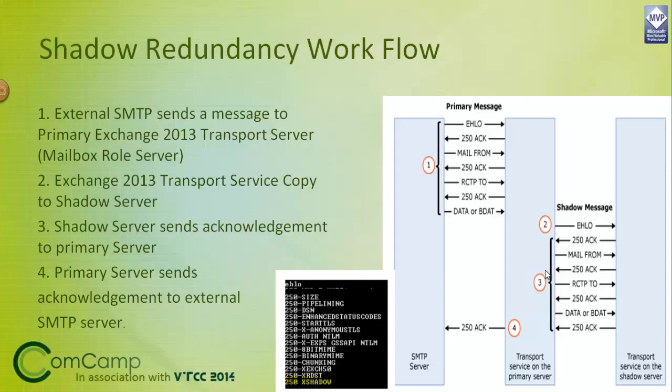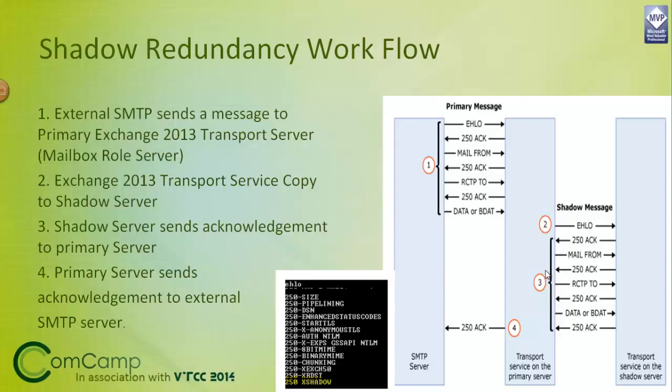The first thing is the external email sends a message to the primary 2013 transport server. In this case, we are talking about the mailbox role server, because shadow redundancy and safety net work on the mailbox server on the transport service. So here we go. First, the external SMTP sends a message to the primary Exchange 2013 transport server. Then point number two, you can see the Exchange 2013 transport service copies the message to the shadow server, and then the shadow server gives the acknowledgement that it has received the message.